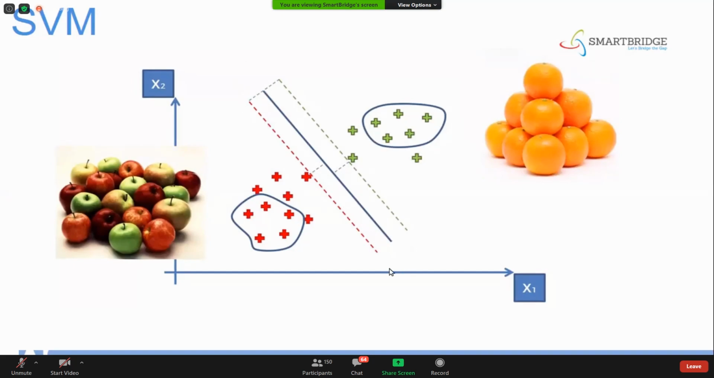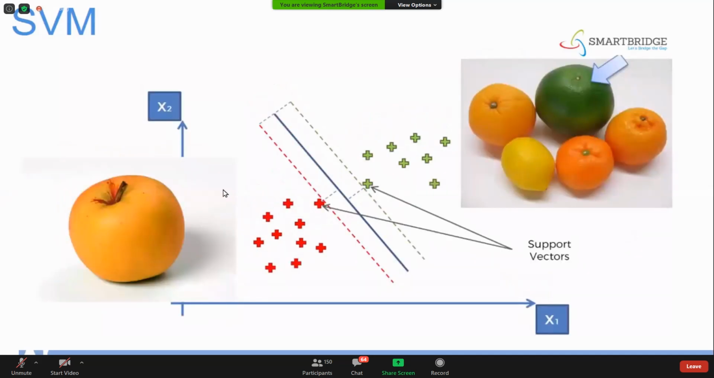Based on this hyperplane, an apple which looks like an orange will lie over here. Yes or no? So whenever it is lying over here, it is in the negative margin. So that means it is considered as apple only. This is what SVM is. So can you see this? An apple which looks like an orange, and an orange which looks like a green apple. These two can be considered as the similarities to the opposite class. So this is what the SVM is. Did you understand this? Any doubts?